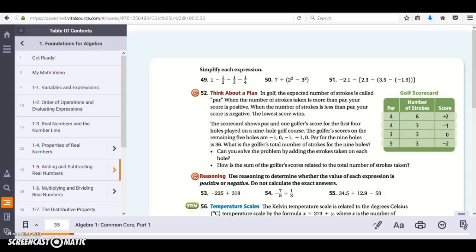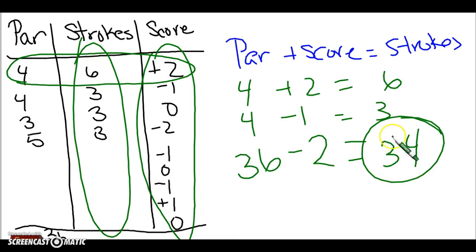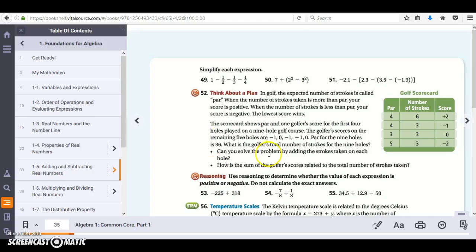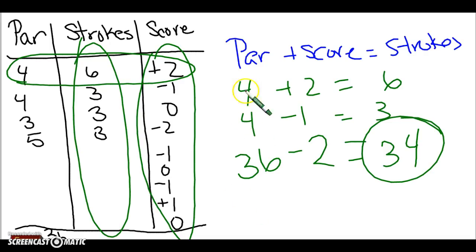Let's see if we answer all the questions. Okay, it says, first of all, the question is, what is the golfer's total number of strokes for the 9 holes? The total number of strokes for the 9 holes would be 34. Next it says, can you solve the problem by adding the strokes taken on each hole? We sure can.